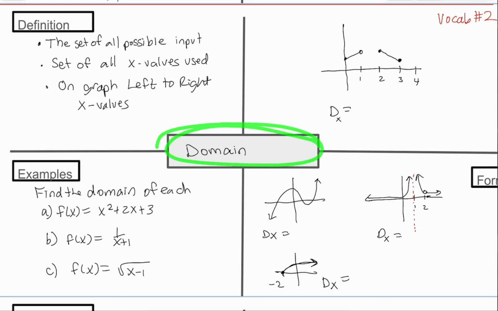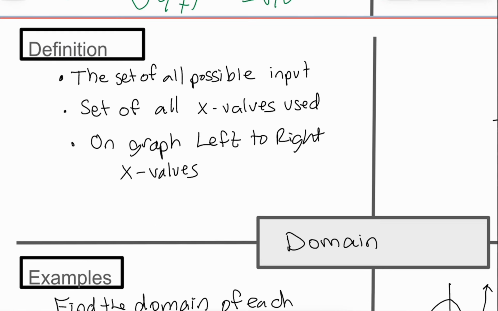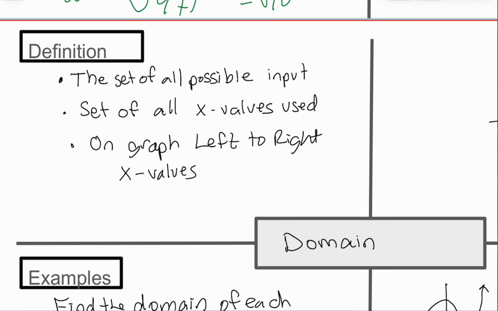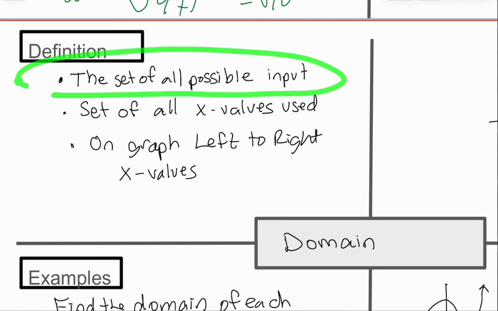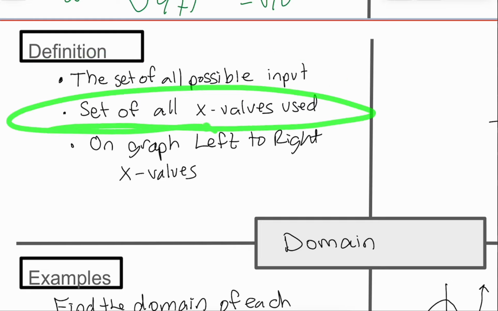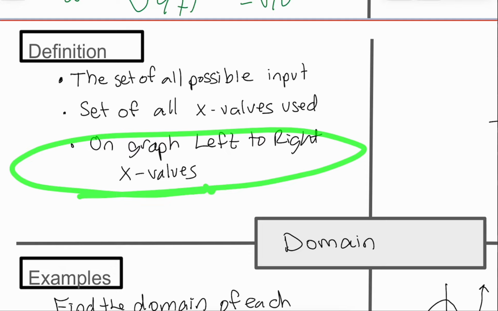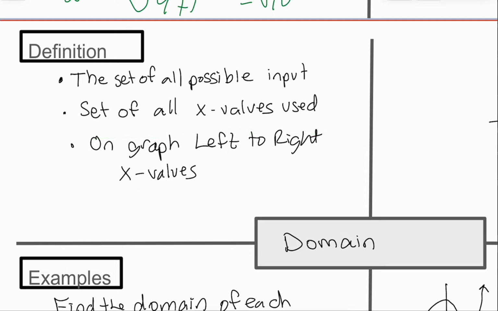So we're going to start with domain, and we'll start with the definition. Now, the definition of domain is the set of all possible inputs. You can say that's the set of all x values that are used, or you might recall that was our independent variable. And on a graph, we are looking from left to right, the x values that were used.